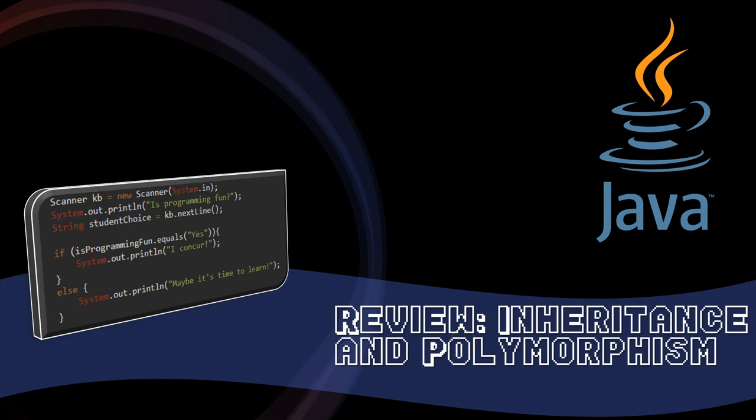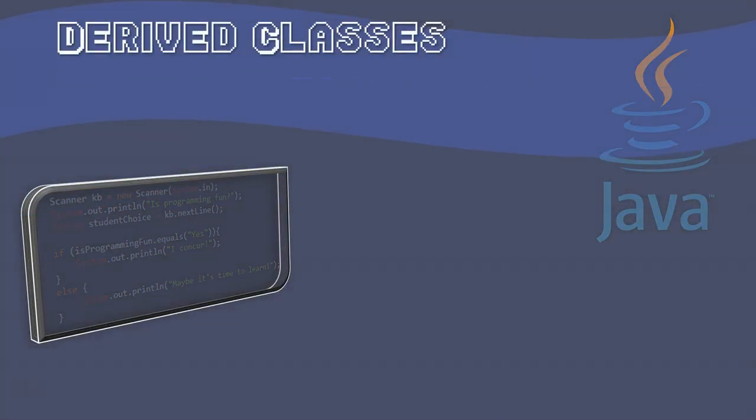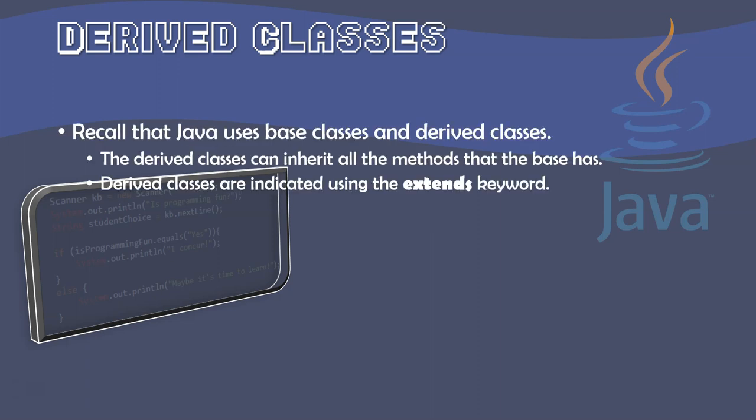And welcome back. We are now going to review a very key topic that we had talked about in our previous course, which was that of inheritance and polymorphism. So the big thing that we had to remember with inheritance and polymorphism is this concept of derived classes. And with derived classes, Java uses them in a very simple structure.